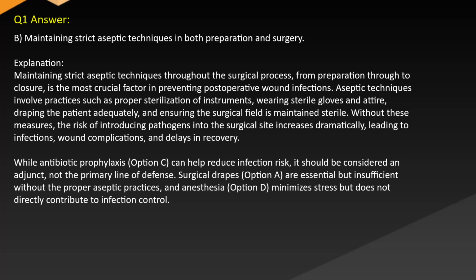Without these measures, the risk of introducing pathogens into the surgical site increases dramatically, leading to infections, wound complications, and delays in recovery. While antibiotic prophylaxis, option C, can help reduce infection risk, it should be considered an adjunct, not the primary line of defense. Surgical drapes, option A, are essential but insufficient without the proper aseptic practices, and anesthesia, option D, minimizes stress but does not directly contribute to infection control.